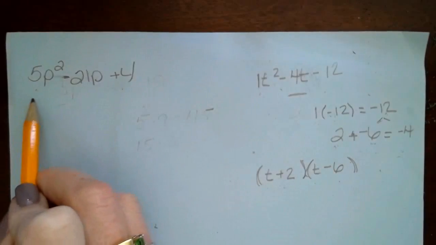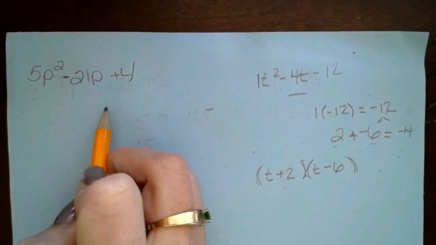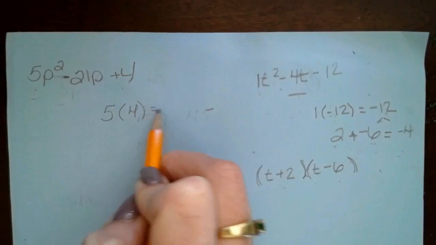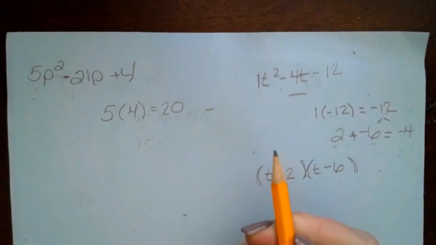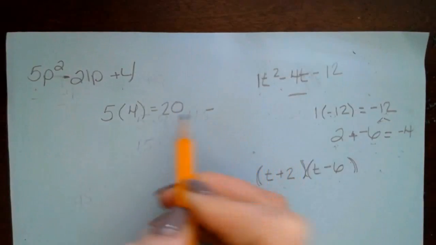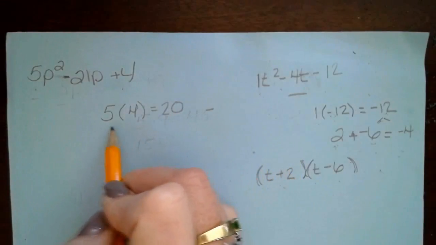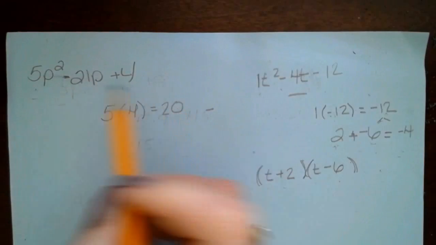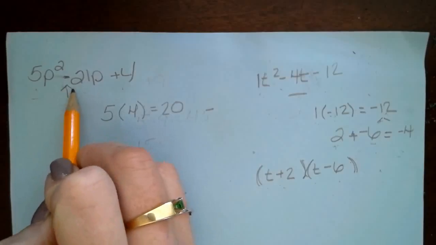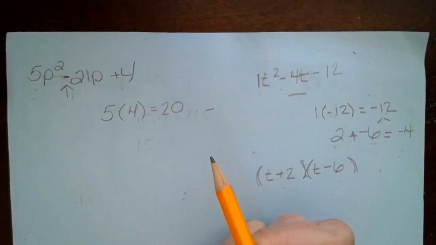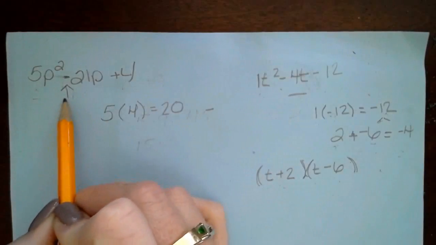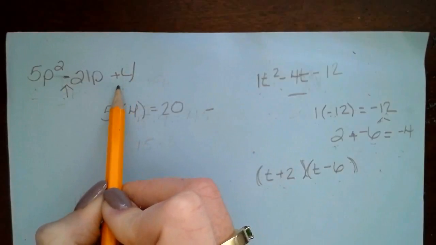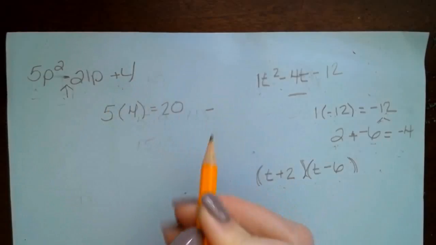So following the same methods, if we don't have 1, we're going to take our a term, multiply it by our c term, and we find that we have a product of 20. We want to find factors of 20 that add together to give us negative 21. So what we notice here is this is a negative sign. With this being negative and the c term positive, that means we're going to have two negative terms.